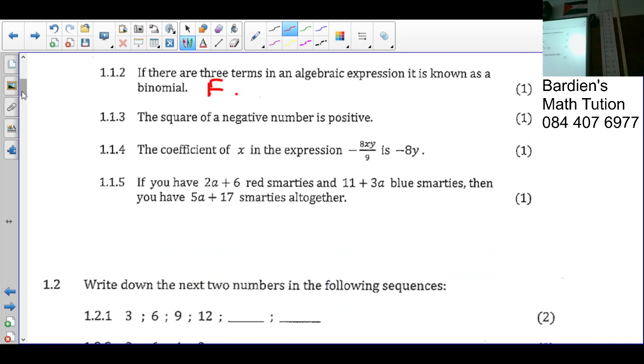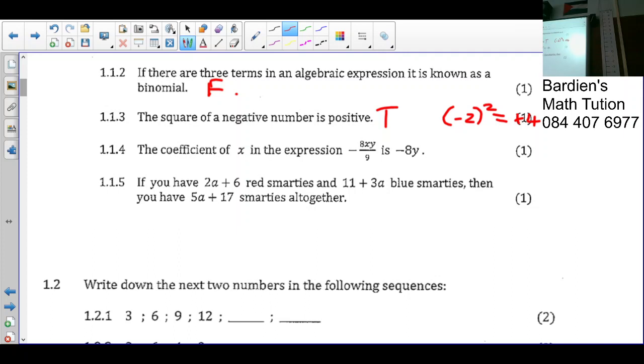1.1.3. The square of a negative number is positive. True. Okay, give me an example of that. Yes, negative 2 squared is going to give you positive 4. Okay, it's an example of that. The question wasn't for examples, I'm just showing you.